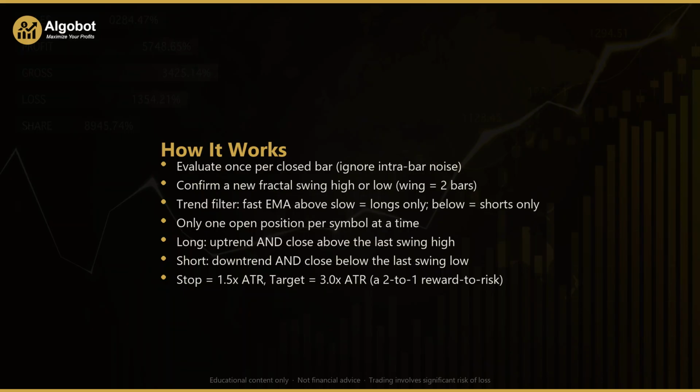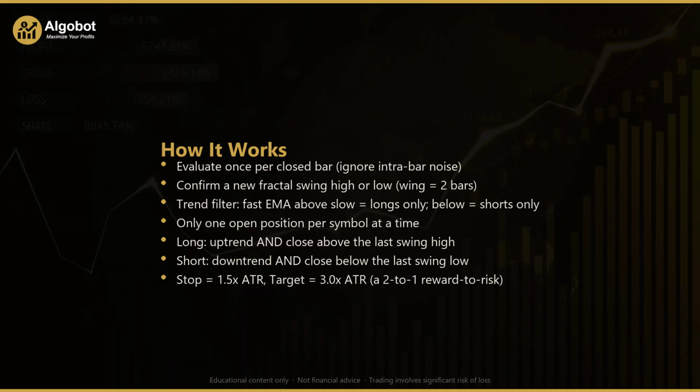Next comes the trend filter. The strategy calculates the fast and slow exponential moving averages on the closing prices. If the fast average is above the slow, only long setups are considered. If the fast is below the slow, only short setups are considered. This single check keeps the strategy aligned with the prevailing direction and stops it from working against the trend. Then the strategy checks whether it already holds a position for this symbol. It allows only one open trade at a time, so it never stacks positions on top of each other.